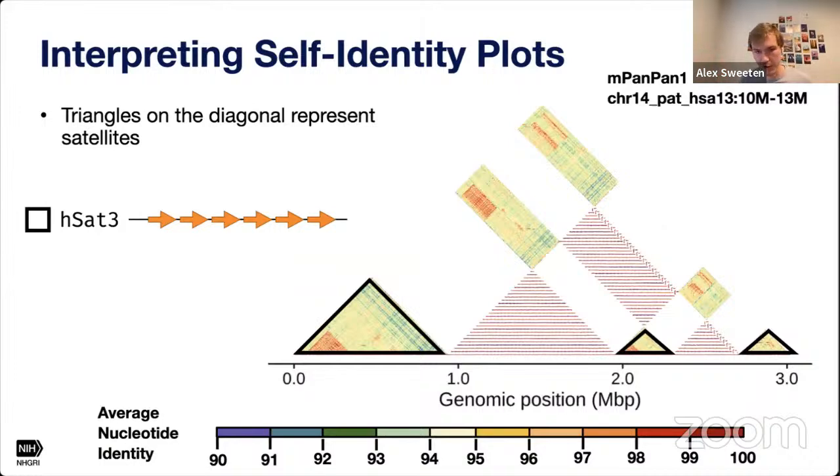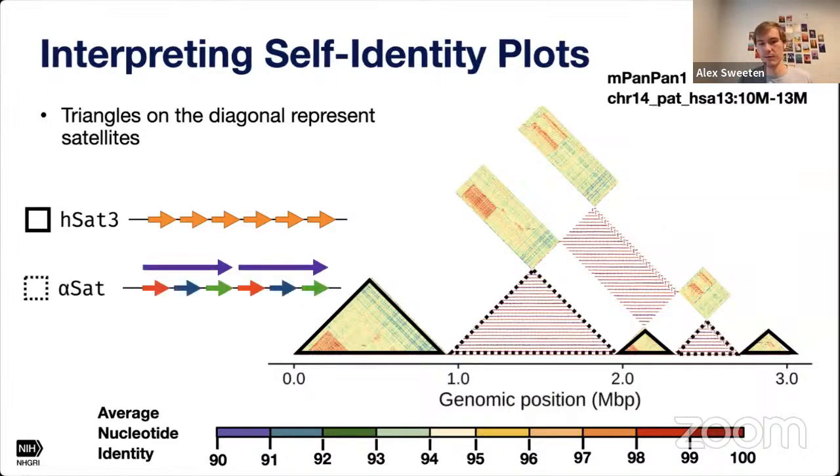Okay, so now moving on to how we interpret these things. Anytime you see a triangle on the diagonal, that represents a set of satellite DNA. Remember that satellite DNA is tandemly repeating in this head to tail fashion. This is organized in a dot plot as a triangle. So anytime you see a triangle on the diagonal, that's a satellite sequence. And you can see that in this plot, we have two alternating satellite classes. We have human satellite 3 shown in this yellow and a little bit of red triangle. And then we also have alpha satellite, which is present here.